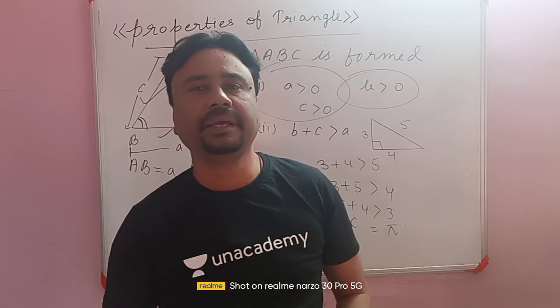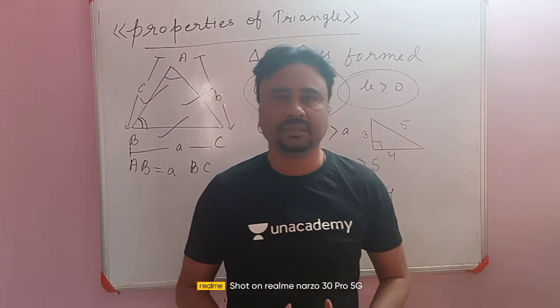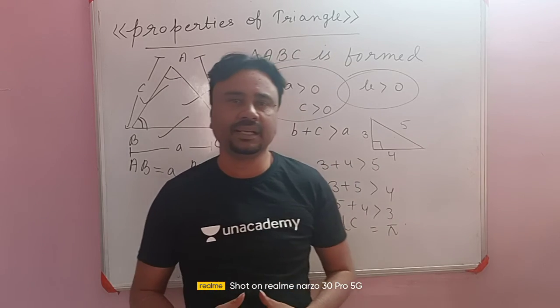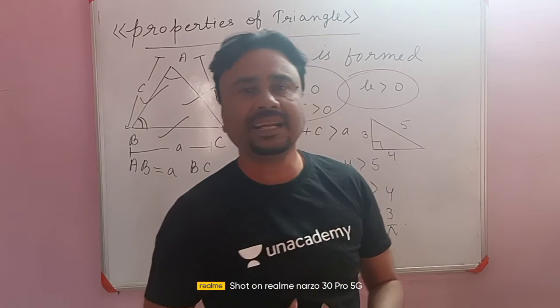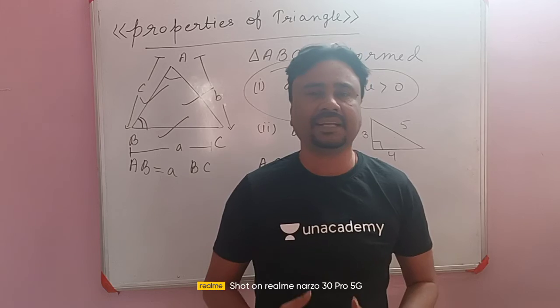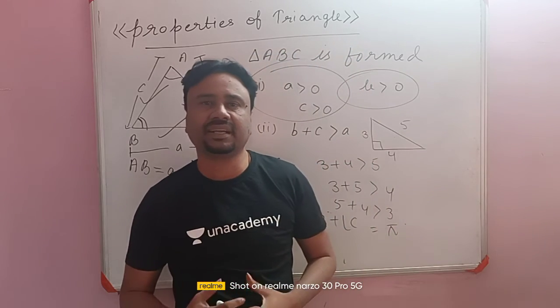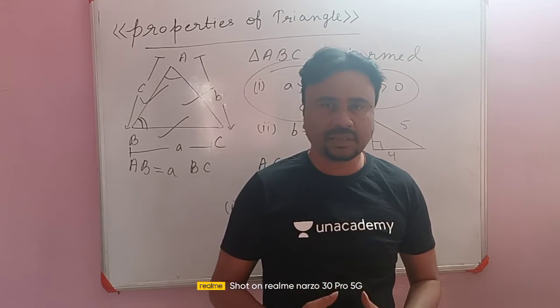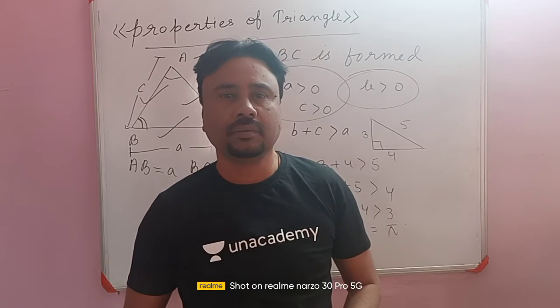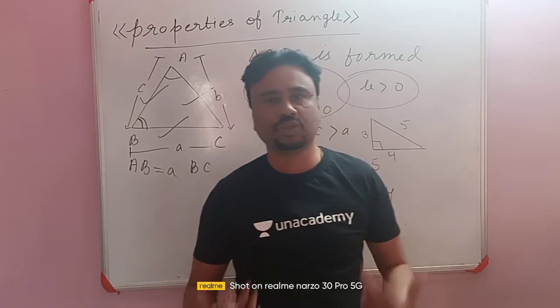The nature might be a right angle triangle, an equilateral triangle, or a scalene triangle. We say that a triangle is formed only when these three conditions are met. This is the fundamental of the topic properties of triangle, or solution of triangle.